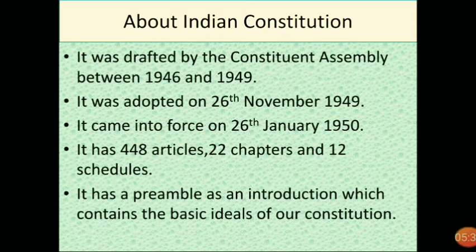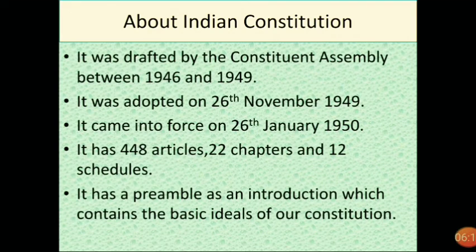So our Constituent Assembly of India was constituted in 1946 and it was dissolved in 1949 after giving us this great constitution. So from 1946 to 49, exactly 2 years, 11 months and 18 days, it sat and made the constitution. It was adopted on 26th November 1949. So our constitution was given to us, or we adopted it on 26th November 1949.